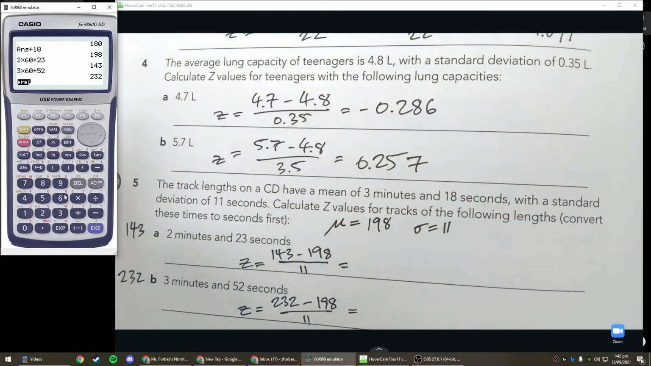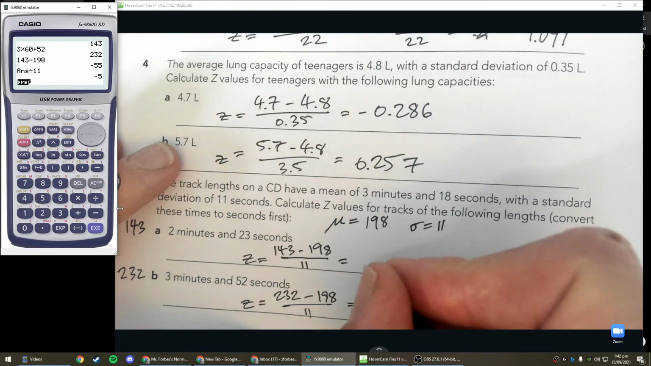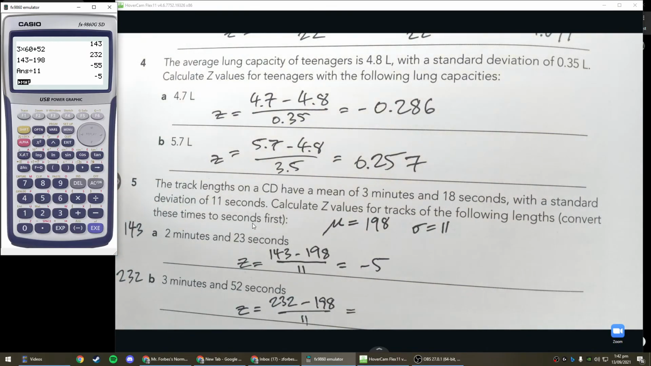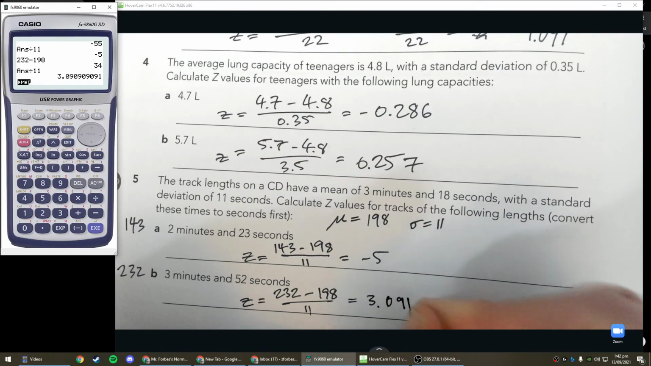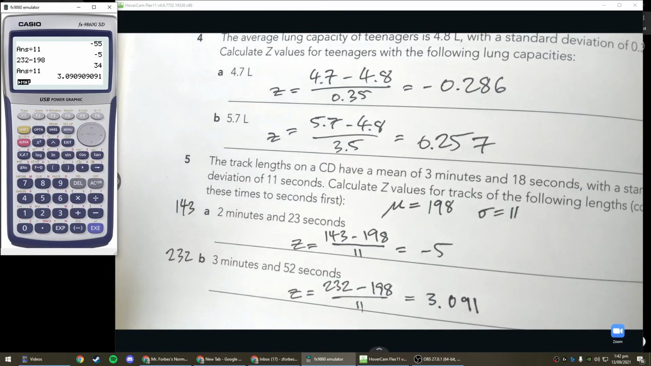Okay, so now let's compute that. 143 minus 198 divided by 11. So that's negative 5. Again, that value should not be appearing here. Badly written question. 232 minus 198 divided by 11 is 3.091. So that's a full walkthrough of page 18 in the Walkermaths book.